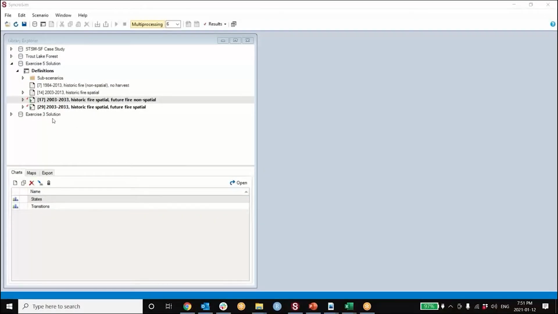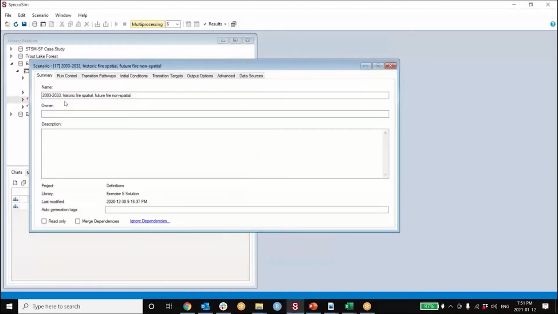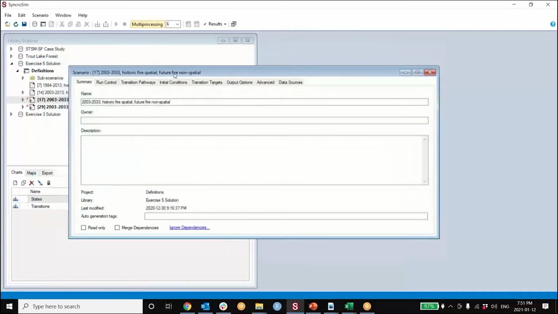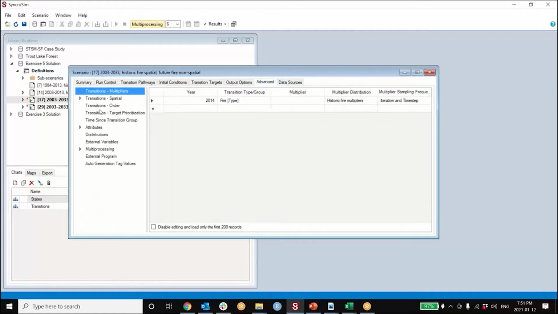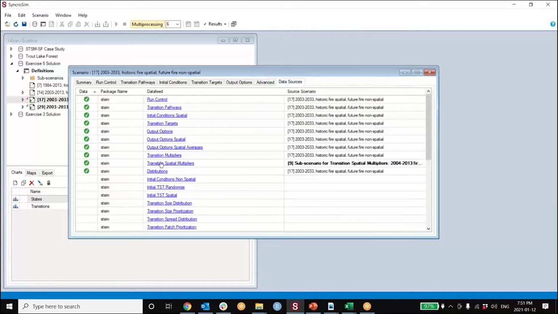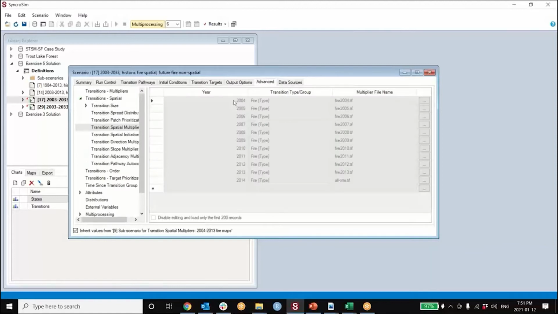So in this exercise, I think it was fairly straightforward. We were just looking at setting up different ways of controlling the pattern of fire spatially. So to recap again, we used the spatial multipliers feature, which we can get at from here, to force the fires to occur in certain cells in each year using a TIFF file that told us where the fires were.